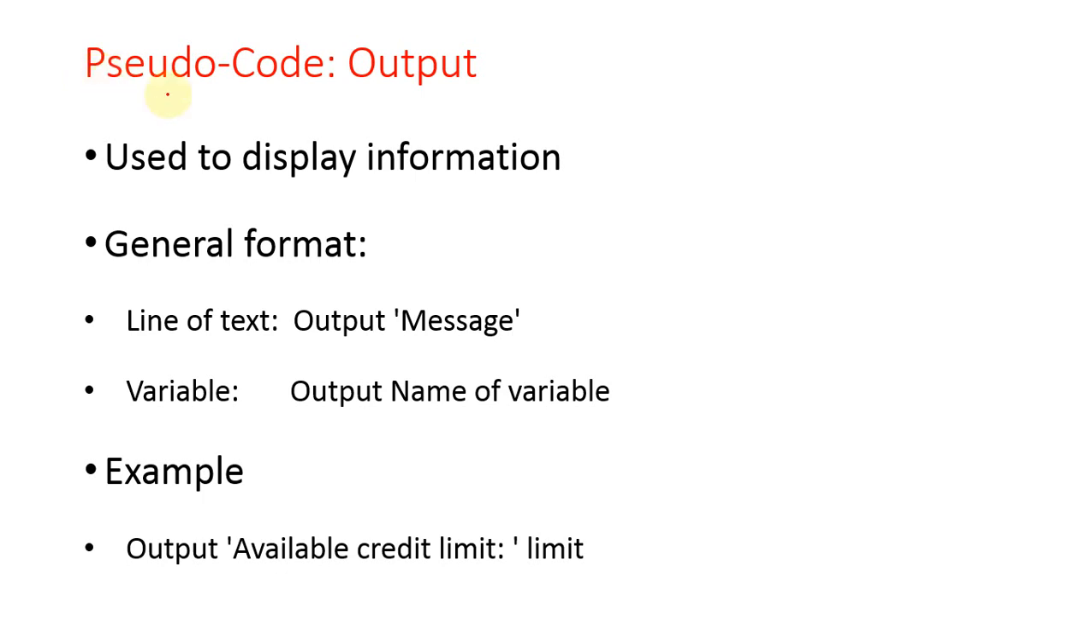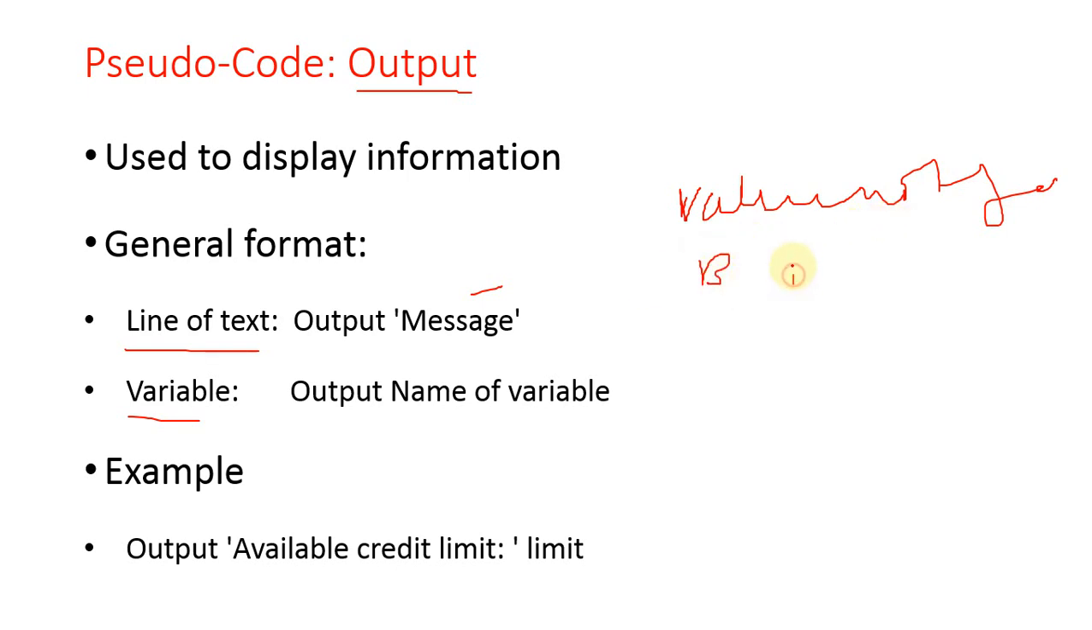Okay, fine. Next, in order to output, the general form is line of text and variable. While displaying output in pseudocode or a program, there are two types of output formats. The first one is line of text, meaning an output message. Most of the time we will say file not found or value not found. Or sometimes we are just displaying messages like B is big, A is big, or C is big.